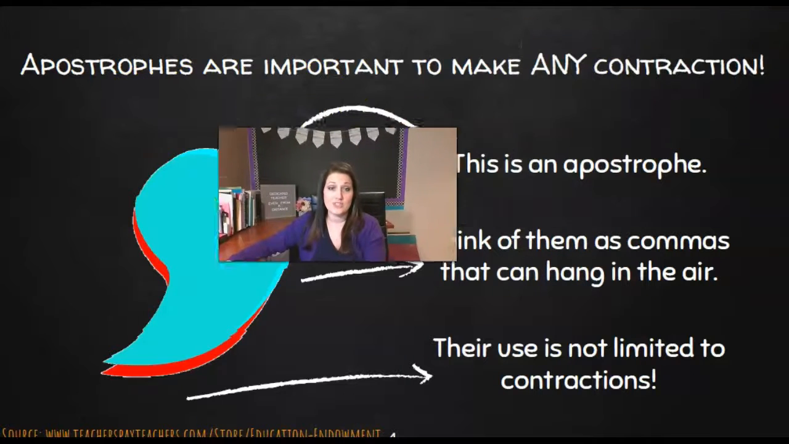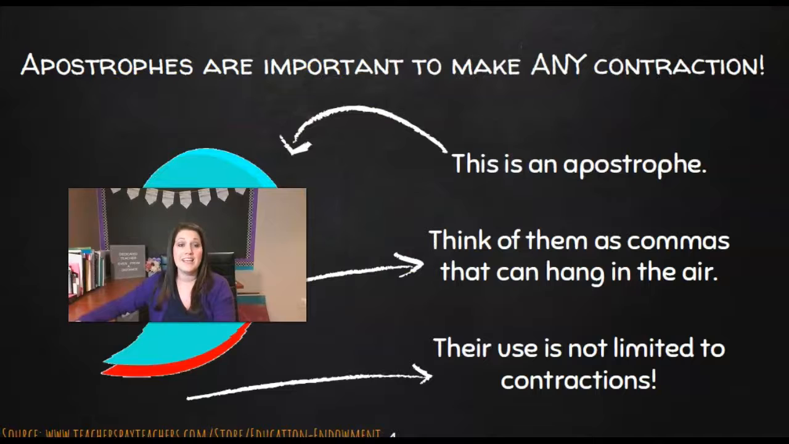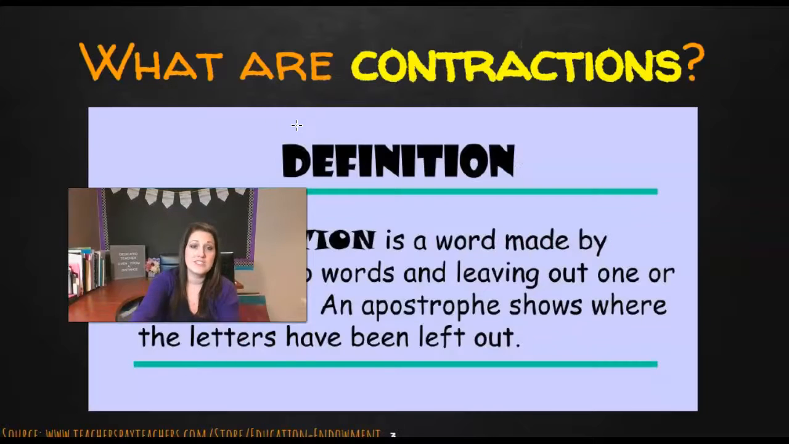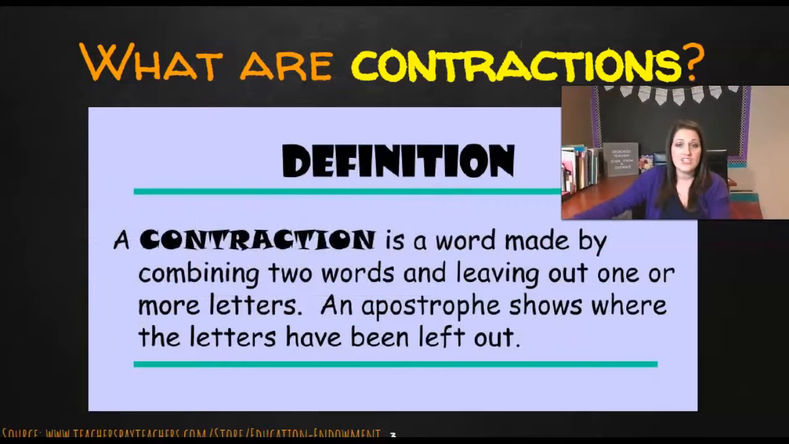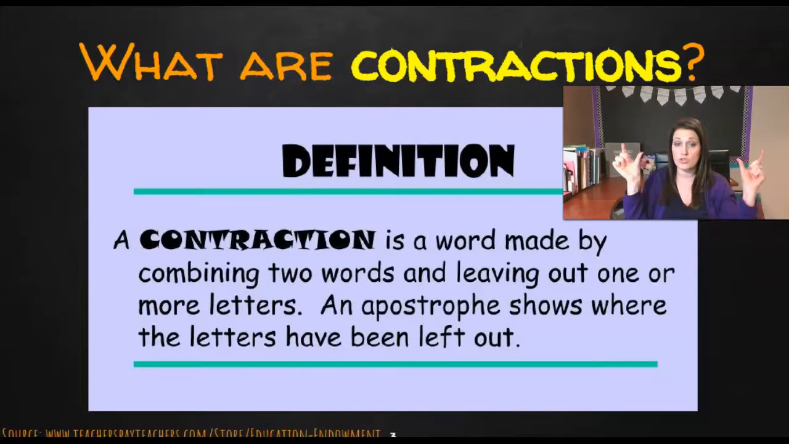And if I move my picture, it says apostrophes are important to make any contraction. Like I said, contractions are the focus of today's lesson. So what are contractions? The definition is: a contraction is a word made by combining two words and leaving out one or more letters. An apostrophe shows where the letters have been left out.